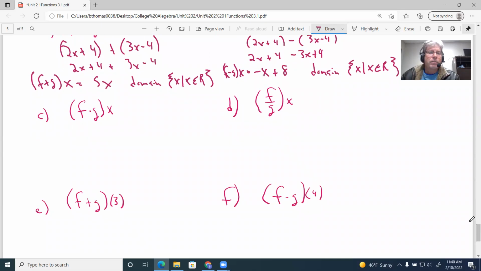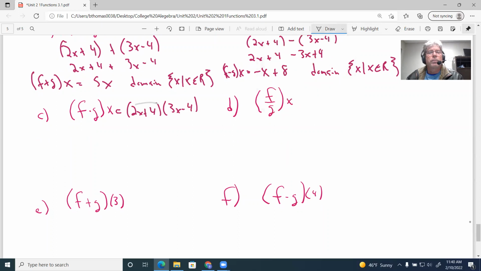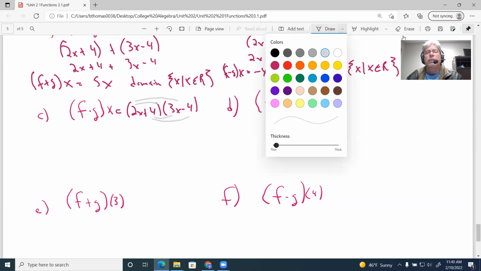So now I have f times g of x. So that means I have to multiply the two together. So 2x plus 4 times 3x minus 4. So this is where, again, we use FOIL or distributive property or 4 square, whichever way you do it. So I'm just going to multiply the 2's got to go through each piece, and then the 4's got to go through each piece. So we have to do actually 4 multiplications to work this problem out.